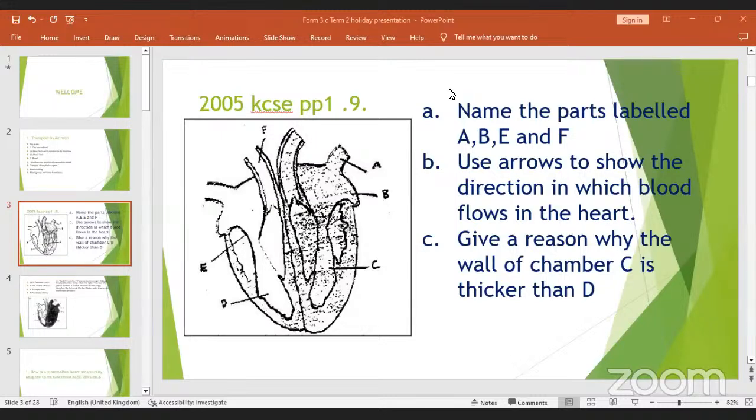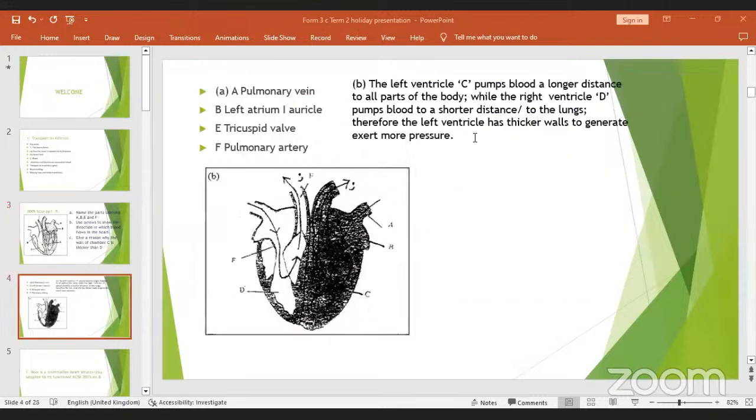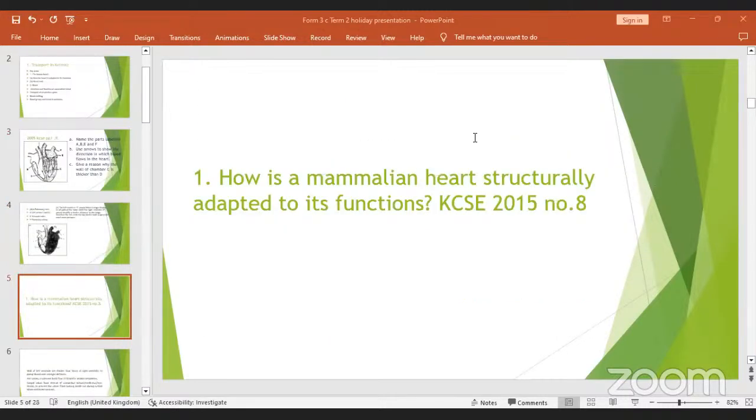Now that was an easy one. I want us to go down and answer the question that was set in KCSE 2015. And this is now where students start struggling. It starts becoming hot. Students are asked to describe how the mammalian heart is structurally adapted. Structural is how it appears and what it has. Now, explain how the mammalian heart is structurally adapted to its functions.